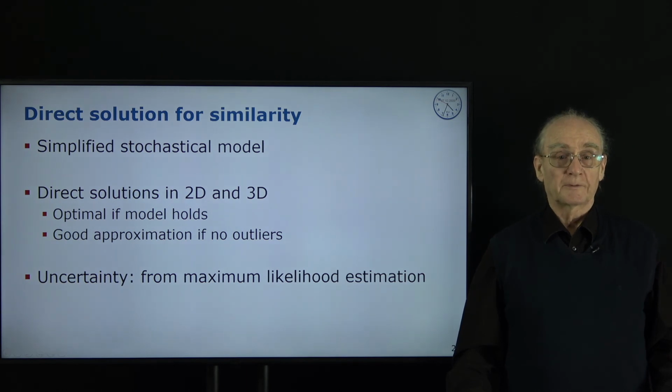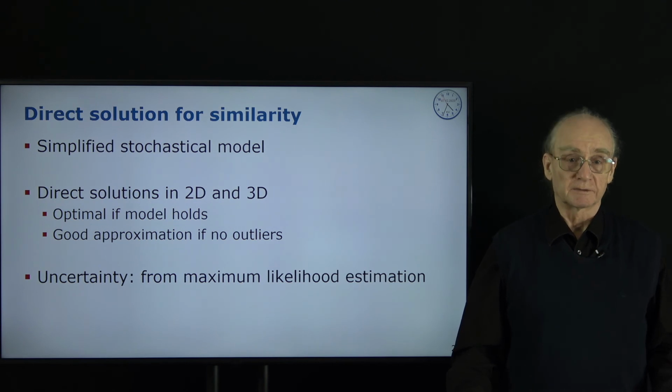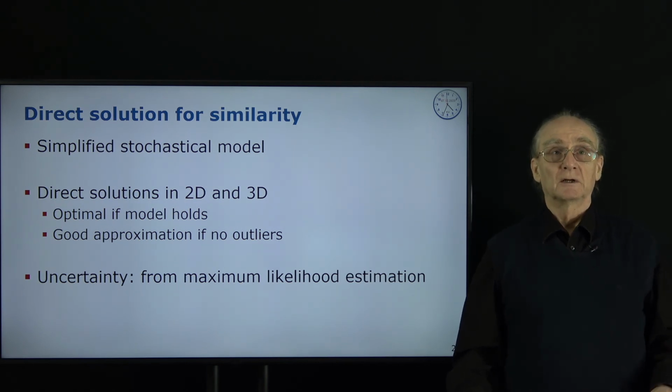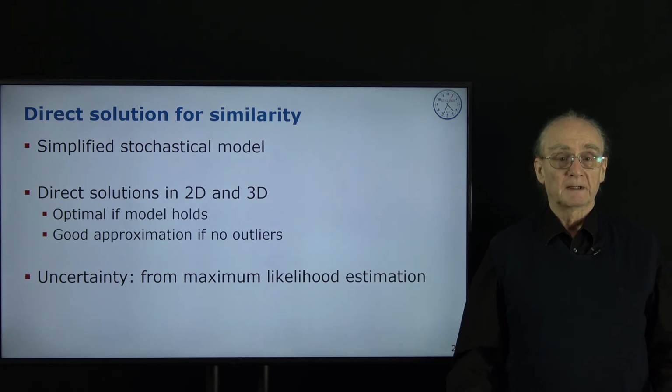So what have we found? We have found direct solutions for the similarity. We use the simplified stochastical model. That means each point has isotropic uncertainty and all the points have different weights. They are mutually independent. We have seen that we have direct solutions in 2D and 3D, they are optimal if the model holds. That means we already have a good solution.